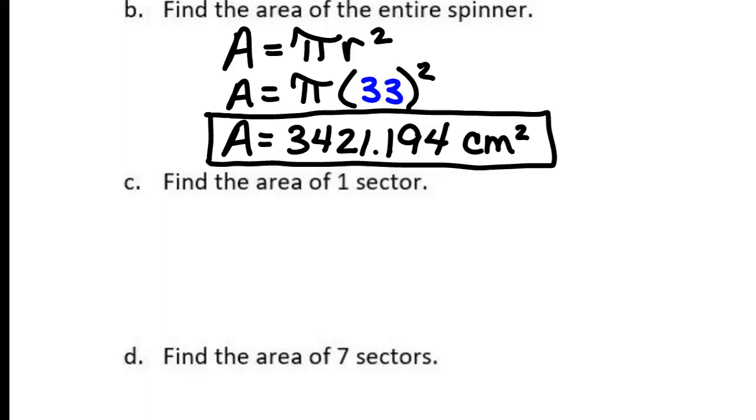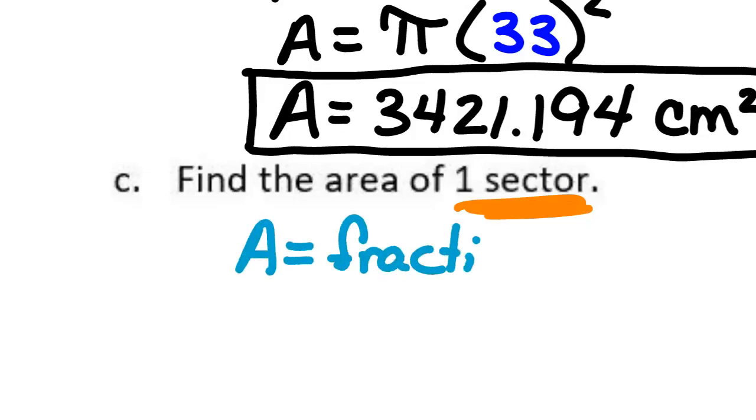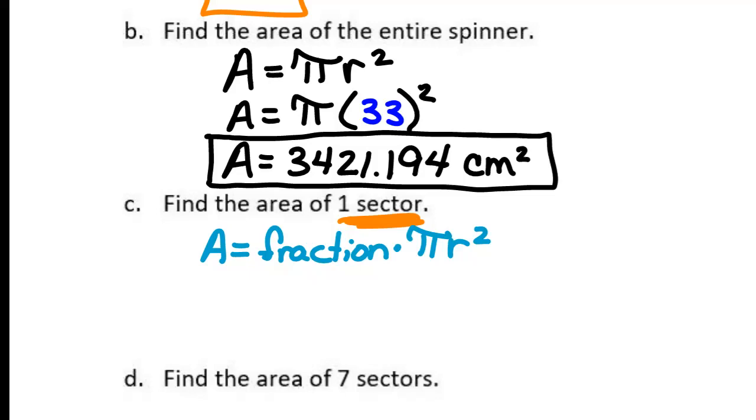Find the area of one sector. So to find the area of a sector, we have area is equal to fraction times pi r squared. So same thing as when we found the area of the entire spinner, except I'm not looking for the entire thing. I just want one of those sectors. So I need to figure out the fraction of the circle that I'm looking at.